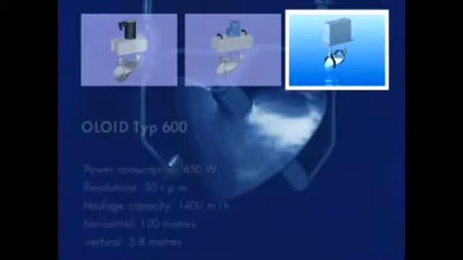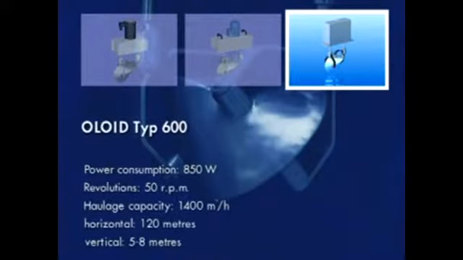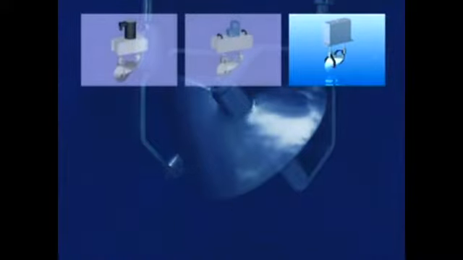Finally, the large OLOID Type 600 offers very high circulation performance at low power consumption. It is above all used for large water volumes. This OLOID type may also be used as a fully immersed depth agitator.